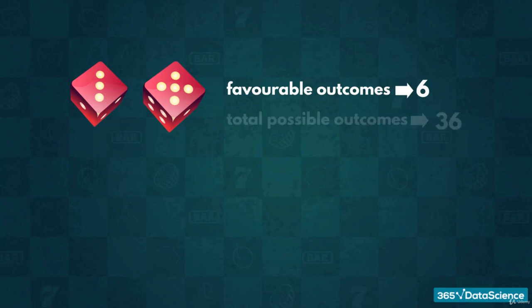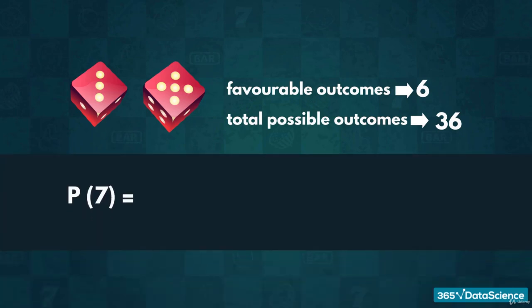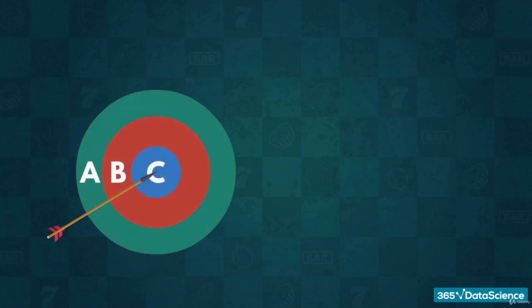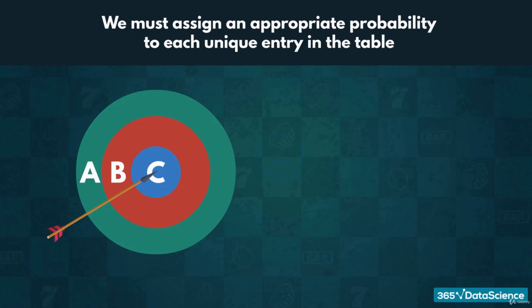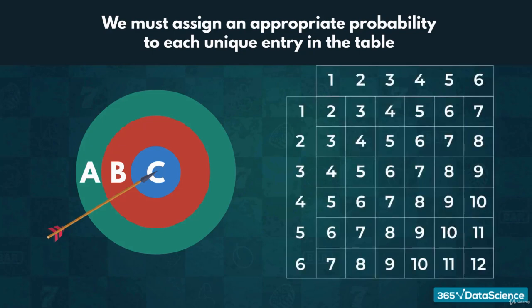As we already mentioned, there are 36 possible outcomes, so the chance of getting a 7 equals 6 over 36, or just 1/6. Let's also compute the expected value for this event. Since we are dealing with numerical data, we should apply the same formula we used for the archery problem from the last lecture. To do so, we must assign an appropriate probability to each unique entry in the table. Just like with the sum being 7, we do that based on the number of times the number features in the table.